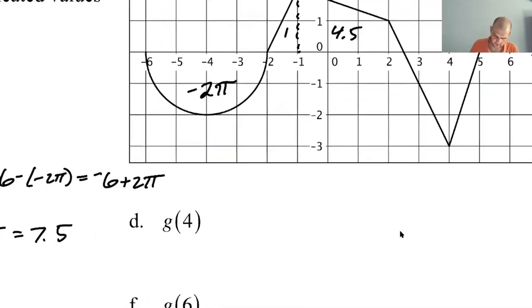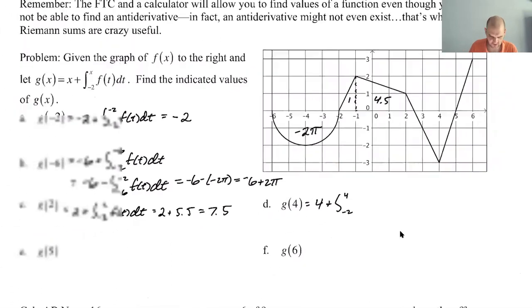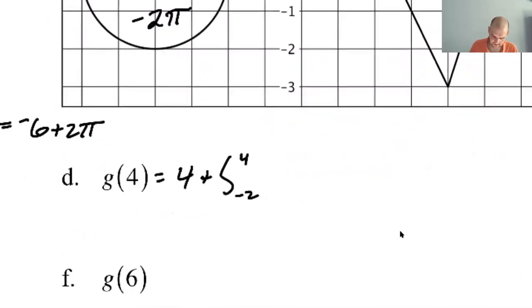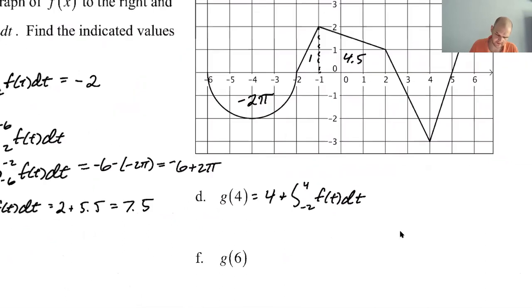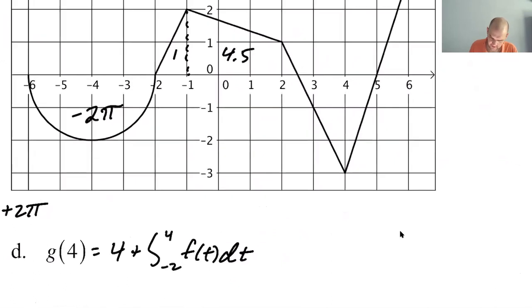D, g of 4 is going to be 4 plus. So these get bigger, more than you would expect, because you're always adding x, which is a little weird, but it's not really uncommon. You'll see as you go on. So negative 2 to 4. All right, so this region here and this region just cancel. That's great. And then 1 to negative 2.